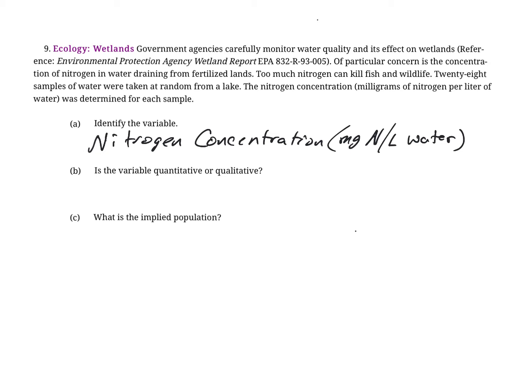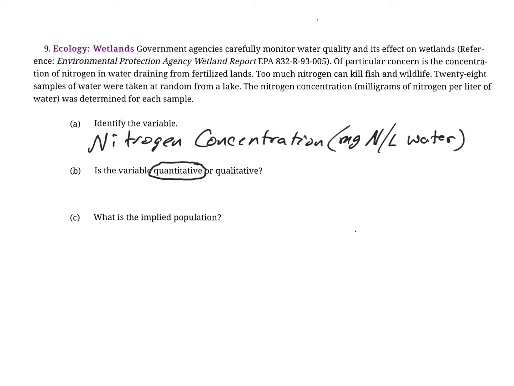So, identifying the variable. Nitrogen concentration is our variable. The units is milligrams of nitrogen per liter of water. Beautiful. Is our variable quantitative or qualitative, people? Quantitative. I'll just circle it. You would write it. If you want me to write it, I will. Why is it quantitative? Yeah, they're numbers. Yep. They're numbers. Quantitative.